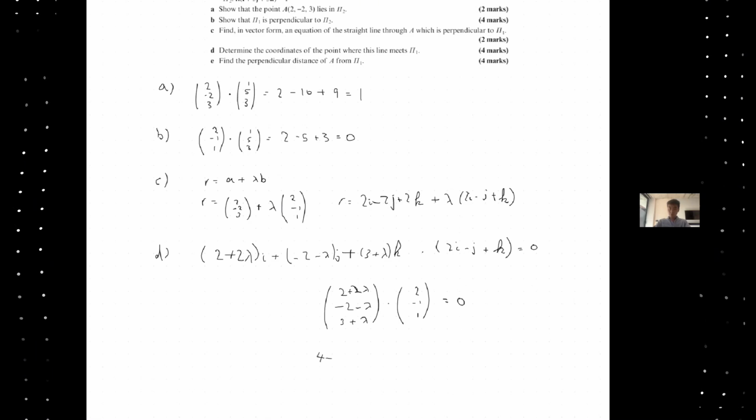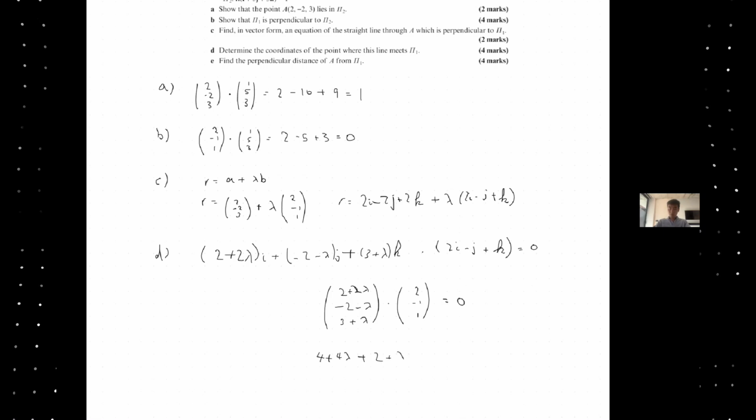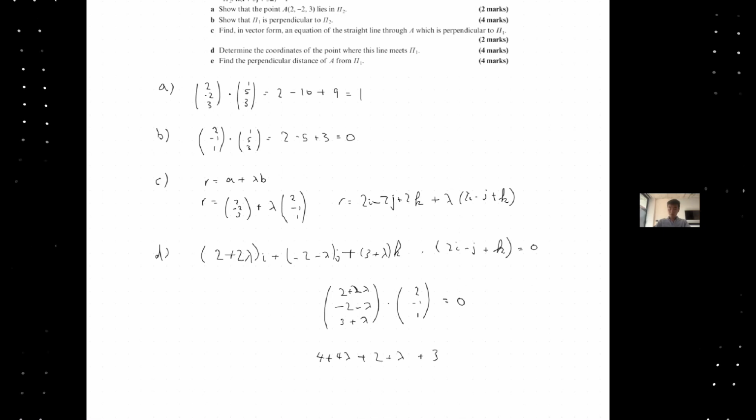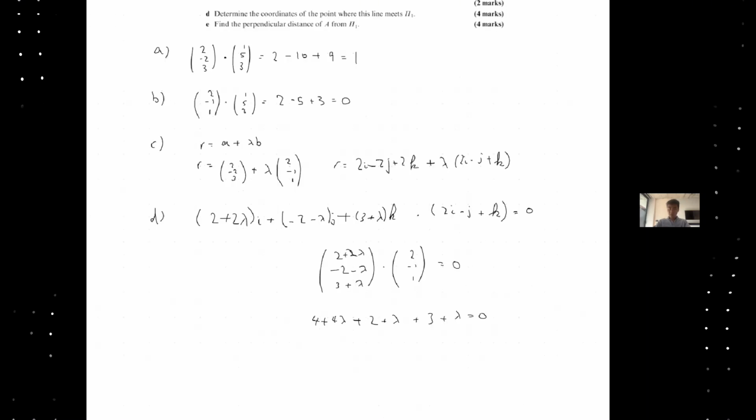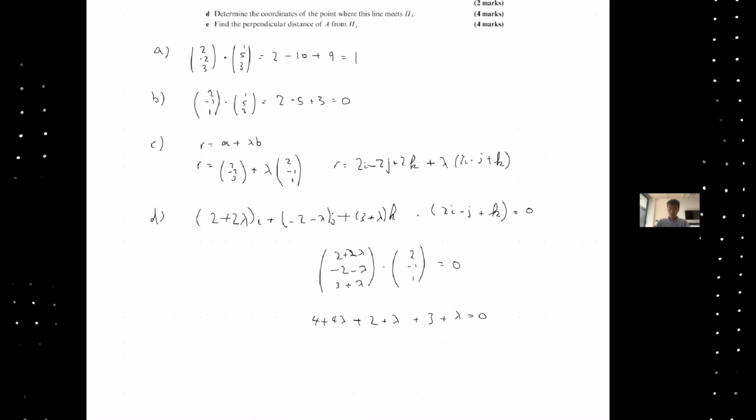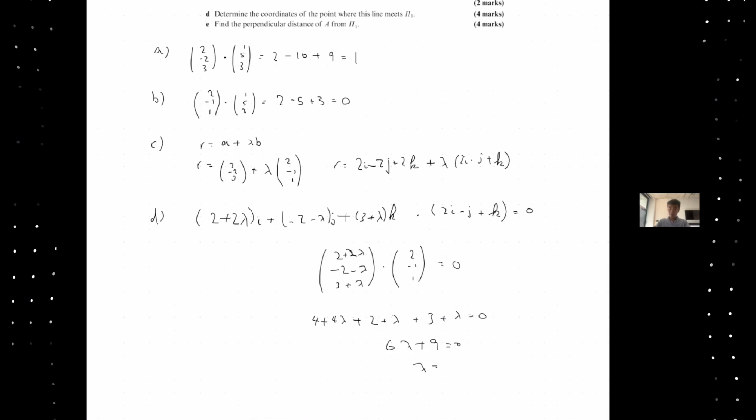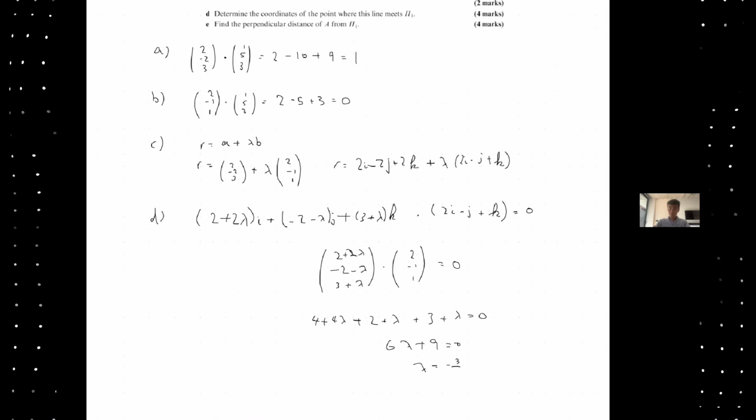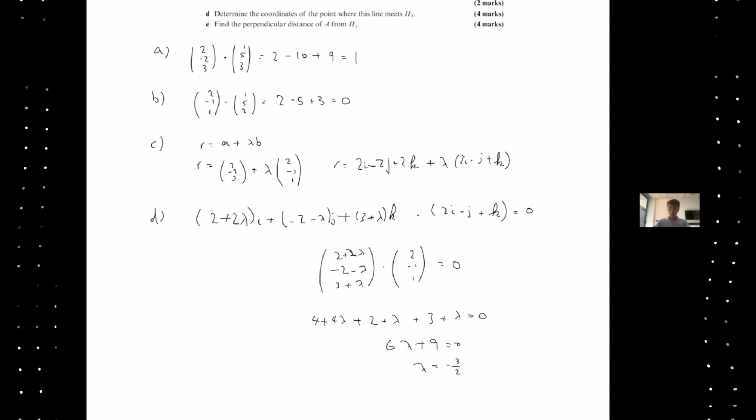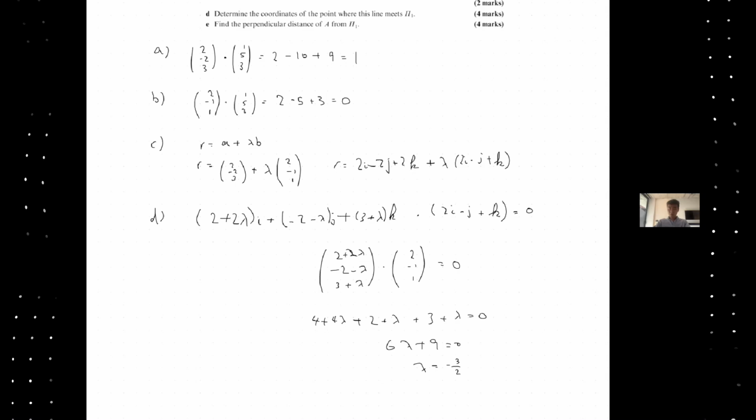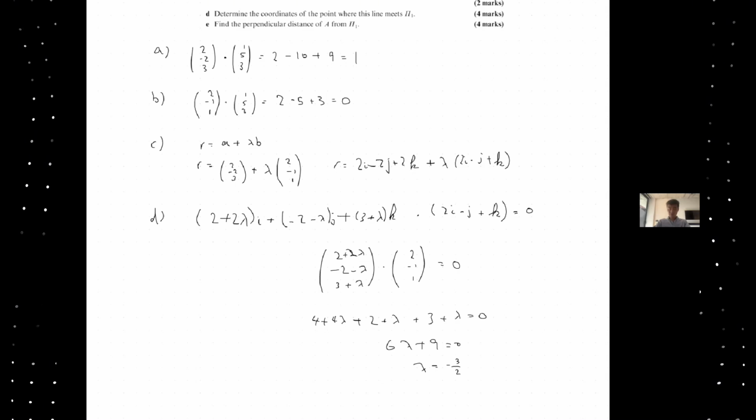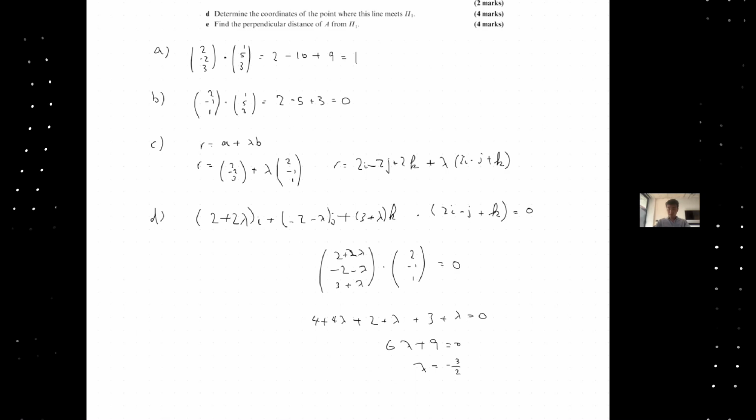I will have 4 plus 4 lambda. This times minus 1, so minus 2 minus lambda. This times 1, so just 3 plus lambda, equals 0. Okay, collect the like terms. So I have 6 lambda plus 9 equals 0, and then I can solve that lambda is minus 3 halves. Once I know lambda is minus 3 halves, I could put it back into either one of these equations, whichever you prefer, column form or vector form, whichever you find easier. You're going to get the same answer anyway.